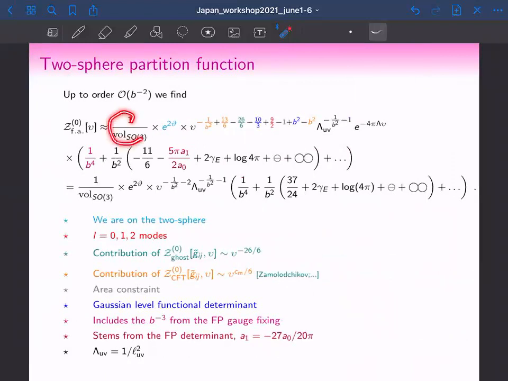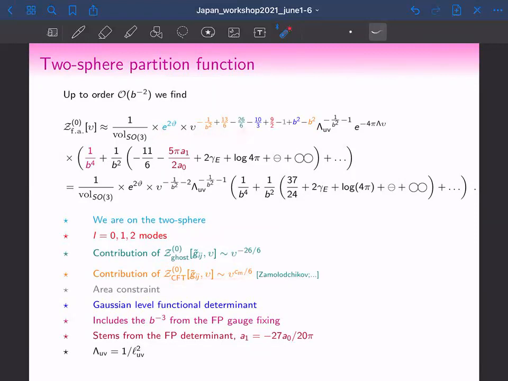So we are only modding out by the volume of SO(3). We are on the 2-sphere, so there's e to the power of 2 theta. And then these are all the upsilon contributions. So I think this is just very beautiful. I'm going to explain in a second where these different contributions are coming from. So the orange contributions here are coming from the fact that we have this contribution from the CFT on the sphere.